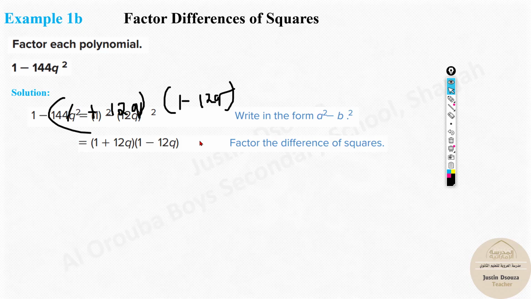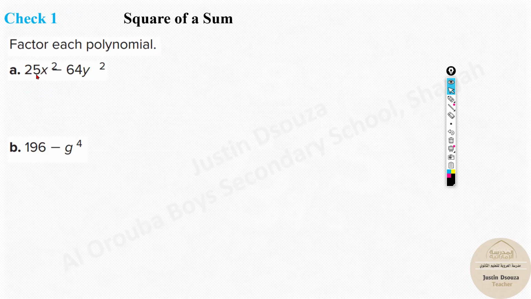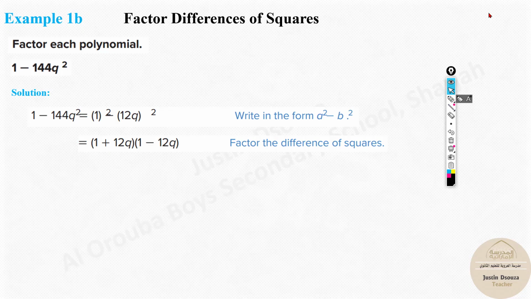1 plus 12q, 1 minus 12q. And remember, in the previous problem, this problem, all the problems, even the next problems, we will always have a negative sign. It must be negative, otherwise you can't solve this. There is no formula for positive. It should be a difference over here. See the squares and it should be a difference.